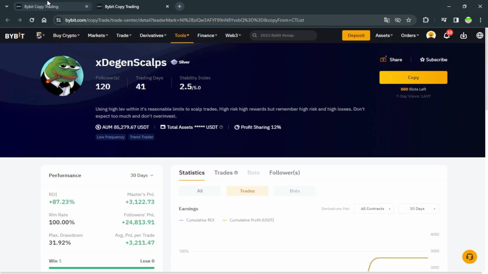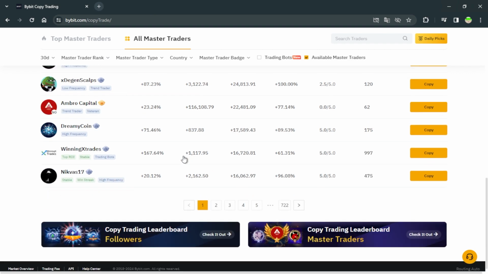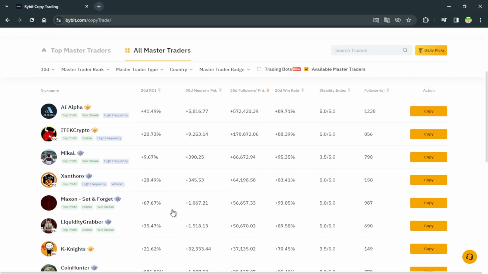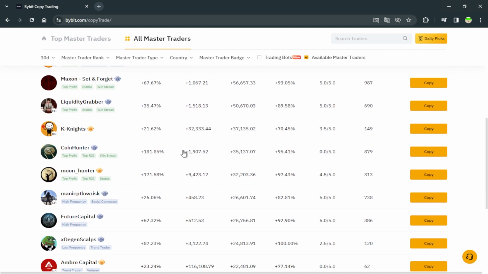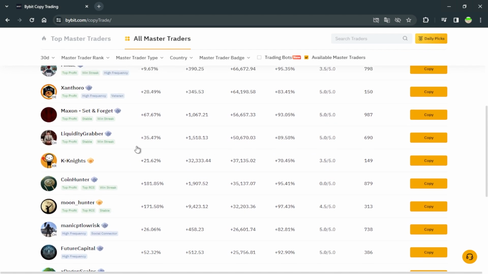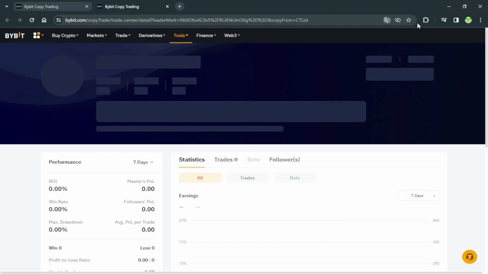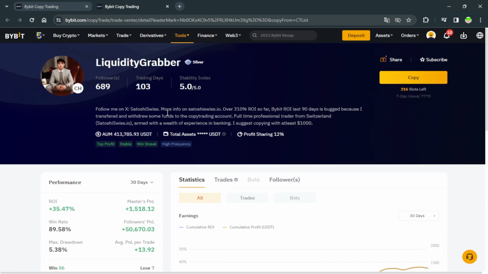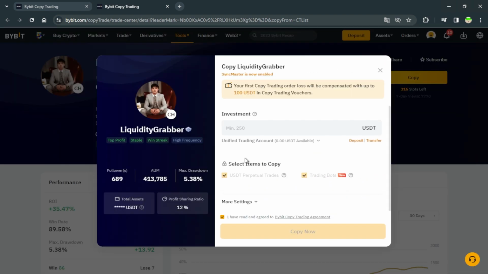Let's pick another one. Look at the number of days the trader has been trading. What is his percentage of successful and negative trades? That's very important. Let's say this man right here, 35%. He's got an 89% win rate. That's a pretty big win rate. Let's take 30 days: 86 successful trades and 7 unsuccessful trades. He's been trading for 103 days exactly in copy trading. He has a stability of 5 out of 5 and 689 subscribers.